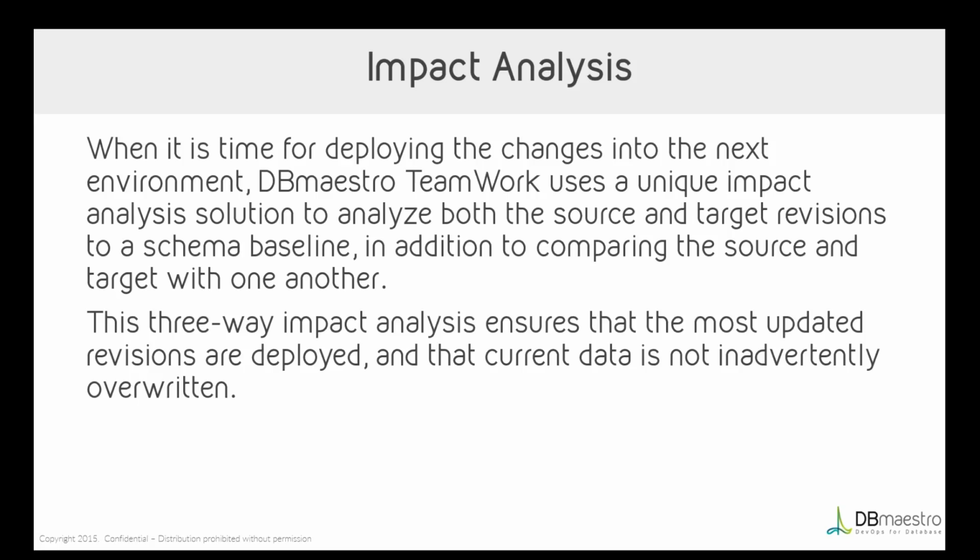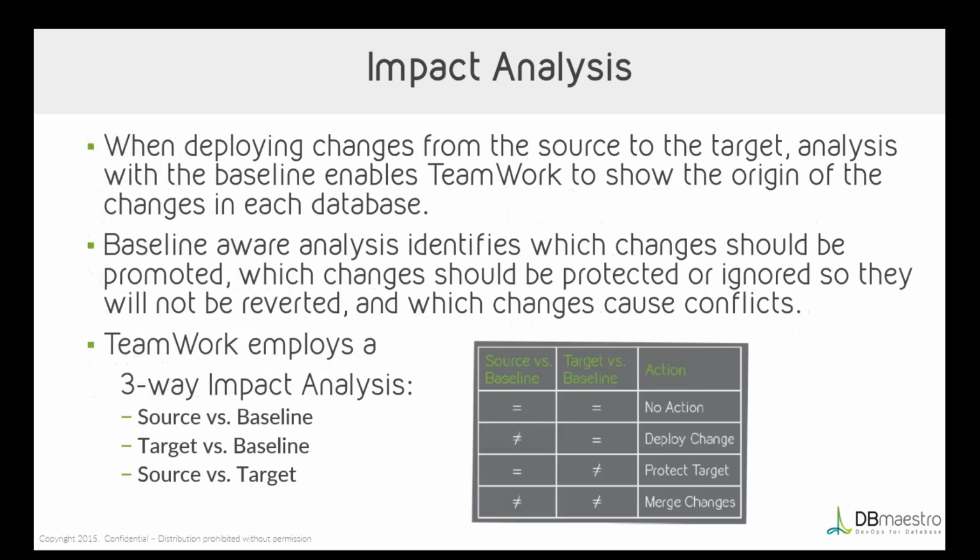So it'll use the baseline, the source, and the target objects to do that three-way comparison to make sure that it's okay to deploy those changes. And if it can't safely create the script, it doesn't create the script, it stops. So here with the baseline, it compares the source to the baseline, the target object to the baseline, and it looks at the source versus the target. So that's the three ways that it looks.